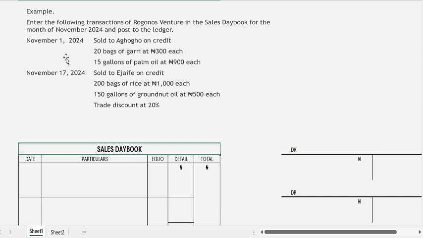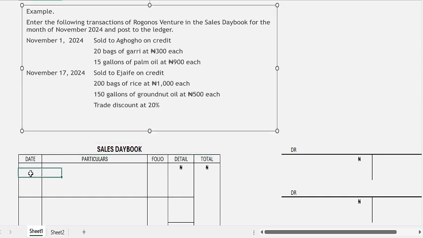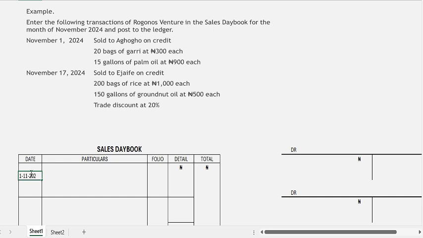So Sales Daybook, let's have the first transaction here, which is on November 1st. You come in, enter 1st of November 2024. Then who did they sell the goods to? It was sold to our. The first transaction there was 20 bags of garri at 300 naira each. So we come here and write 20 times 300 is 6,000.